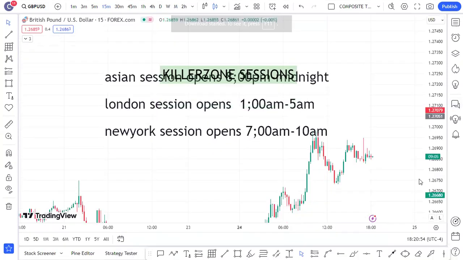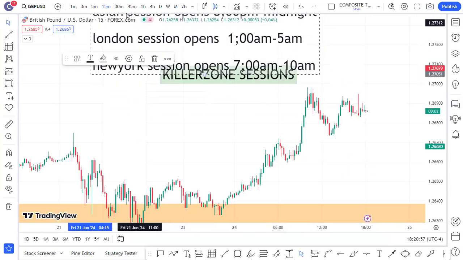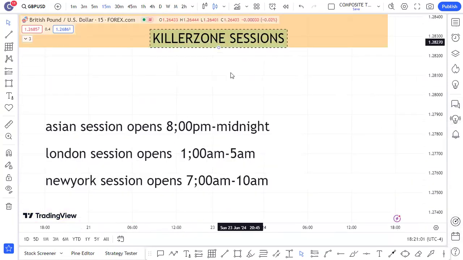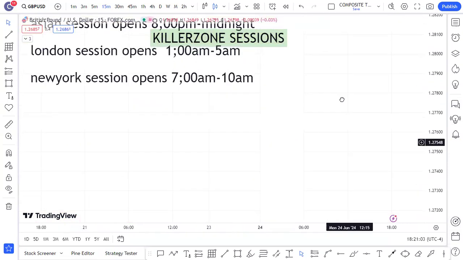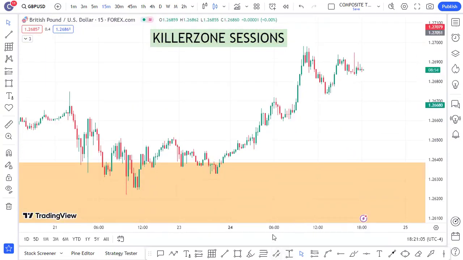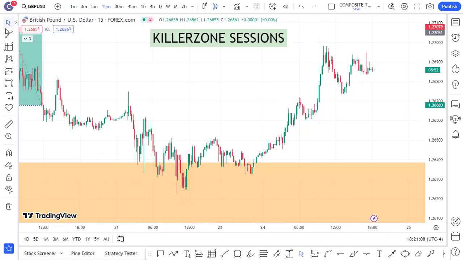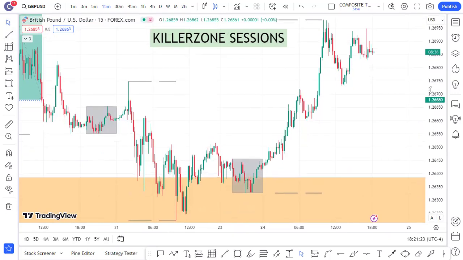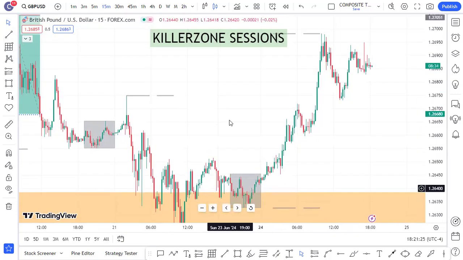I'm going to explain the entry I took on GU during the New York session. On your chart you can look for this indicator called Killer Zone. It only identifies the Asian range, but if you want something else, there are so many indicators. There's this other indicator here, I'll talk about it some other time. So it only identified the Asian level.